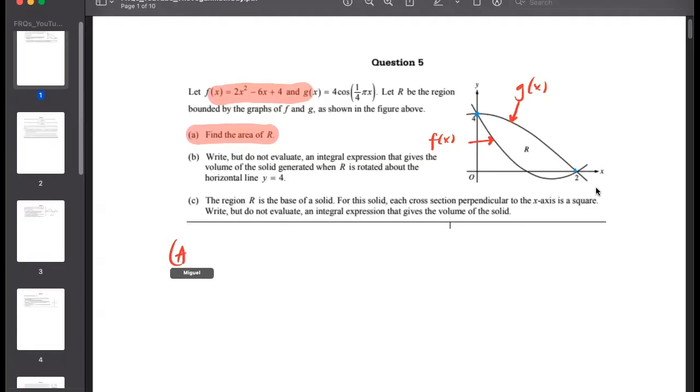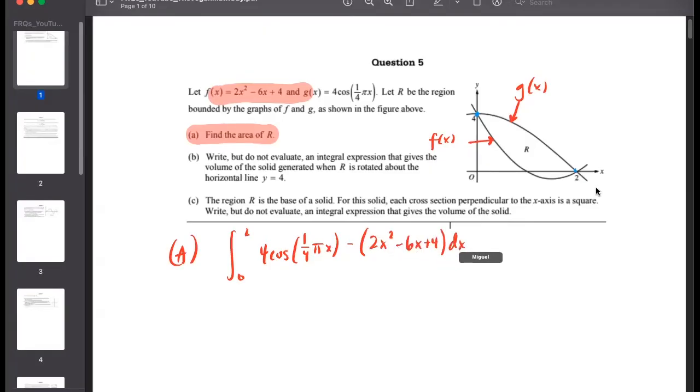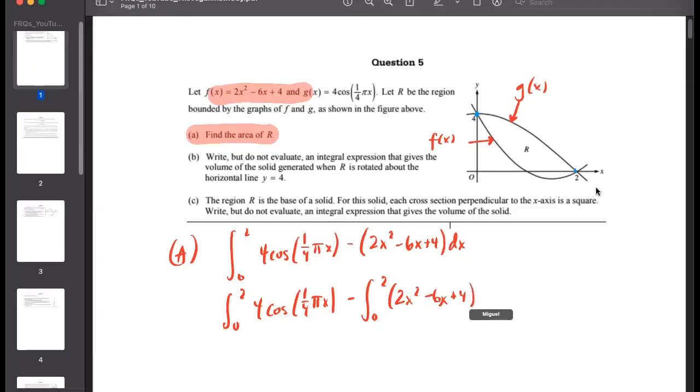So for part A, we're going to have the integral from 0 to 2 of the function on the top, which is 4 cosine of 1/4 pi x, minus the function on the bottom, 2x squared minus 6x plus 4, dx. Again, this is not a calculator portion, so we are going to have to use our actual methods of integration. So we're going to have to separate these into two different integrals, 2x squared minus 6x plus 4 dx. Got to make sure I put the dx in the other integral there.